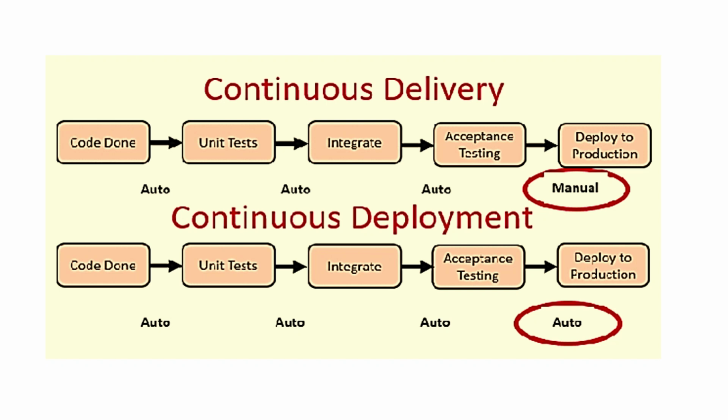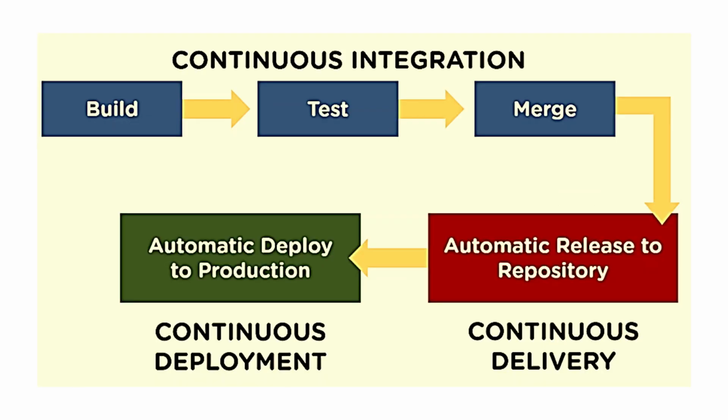But if you are automating the deployment as well, that means there is no manual process in between. As soon as your code is ready, which is the output of CI, another process will take care of releasing that code in your pre-production and production environment. So that is a completely automated process. There is no manual intervention, and that is called continuous deployment.